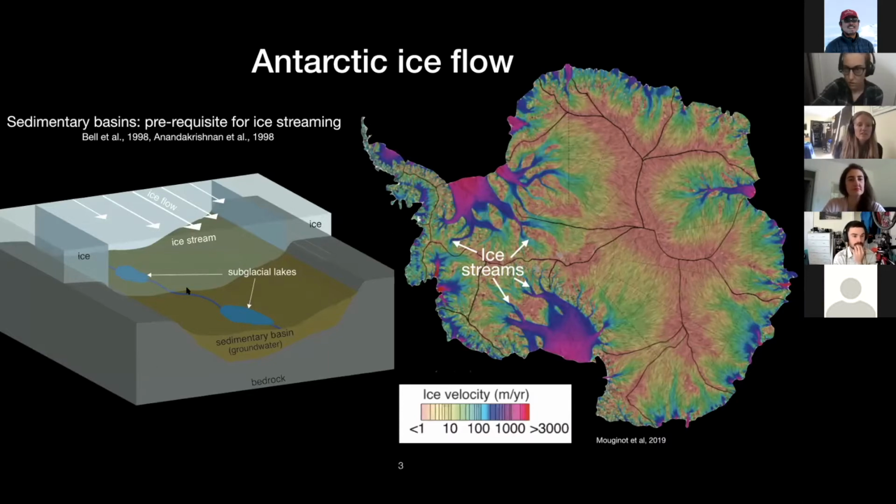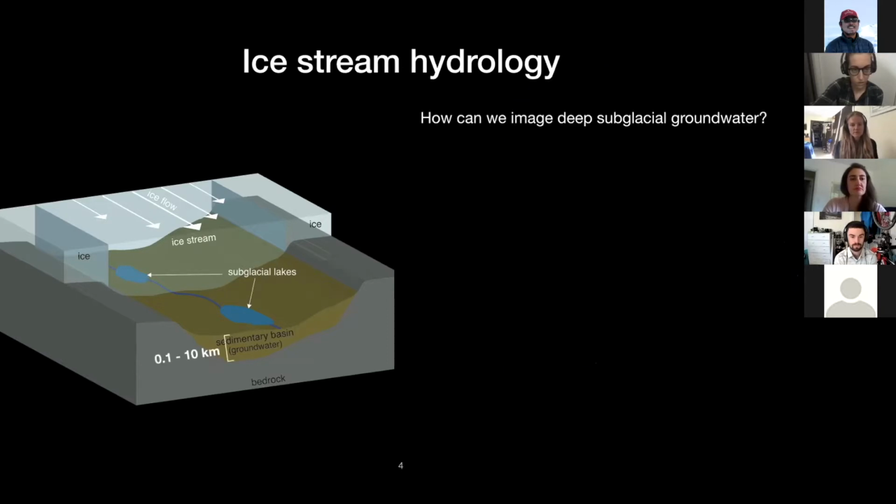So here I've just made a little schematic showing our fast flowing ice over a sedimentary basin, which could contain groundwater. And we also have these subglacial lakes, active subglacial lakes that typically occur in sedimentary basins. And the region I'll be talking about today is the Willand's ice plain, which is about right here at the top of the Ross Ice Shelf.